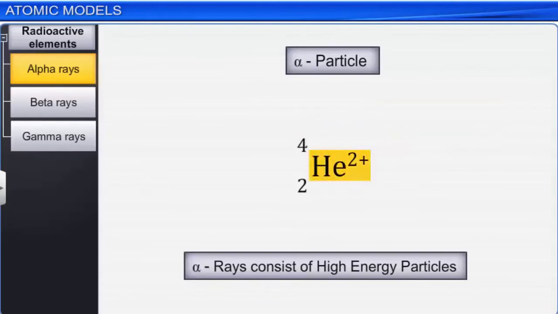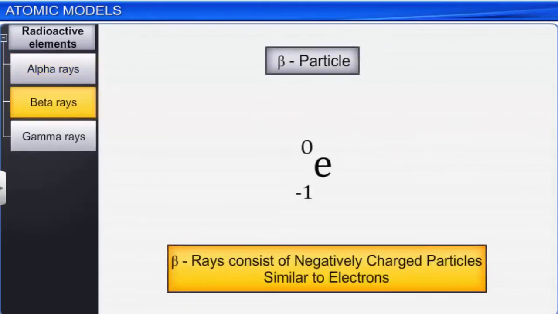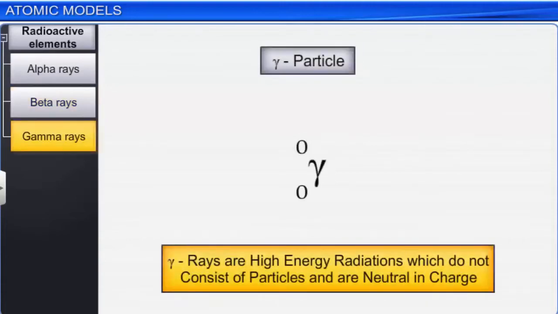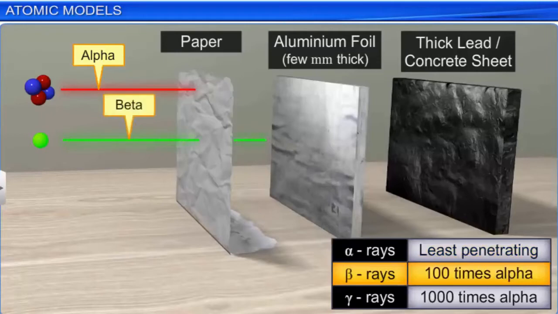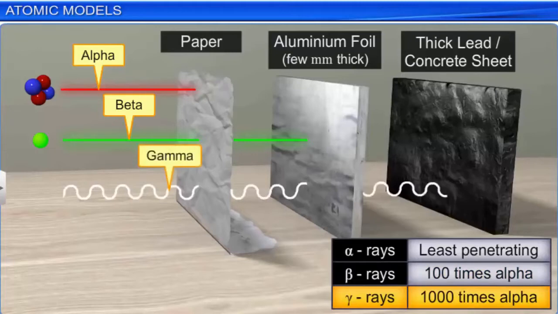The beta rays are negatively charged particles similar to electrons. And the gamma rays are high-energy radiations like X-rays. Unlike alpha and beta rays, gamma rays do not contain particles and are neutral in nature. The alpha particles have the least penetrating power among the 3. The penetrating power of beta particles is nearly 100 times, and the penetrating power of gamma rays is 1000 times more than that of the alpha particles.